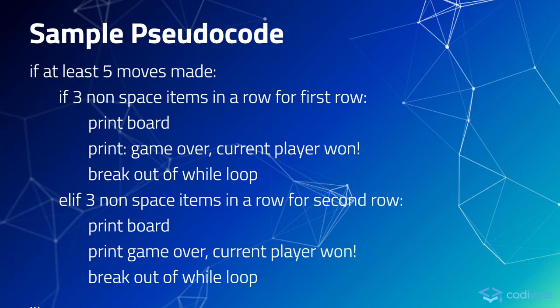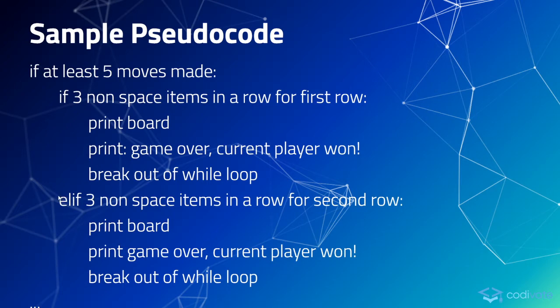And if somebody won, we have to print the board as we have to do after every move. We have to print game over and then print that the current player won. This current player part is stored in a variable called current that we created last week. So we'd have to refer to that. And since somebody won, because there are 3 in a row, that means we have to break out of the while loop since we are done with our gameplay.